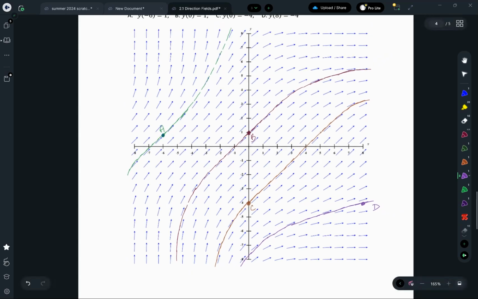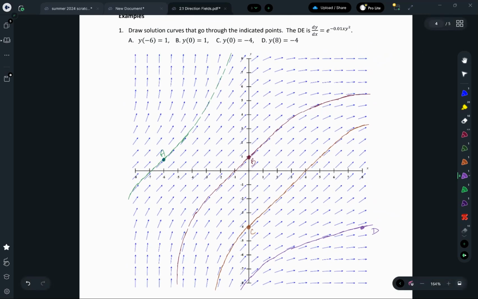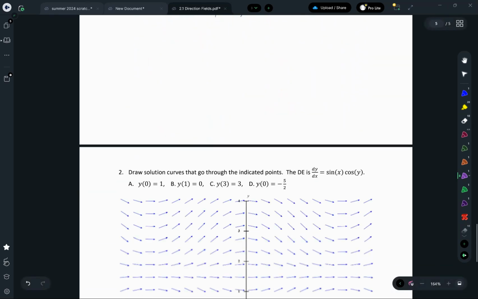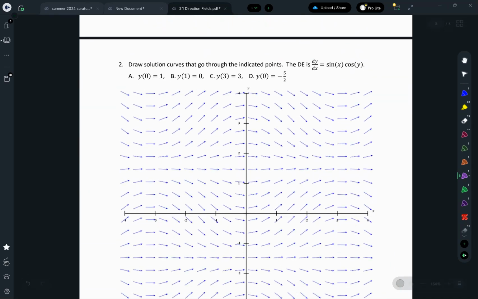On a test, you might be given a direction field like this, where you have to draw the possible solution curves given an initial value. It's not perfect. It's not meant to be an exact science. It's meant to follow the idea behind what we're doing, which is following the flow of a direction field to get what a solution curve might look like. The second one I have, and I believe it's the last one.